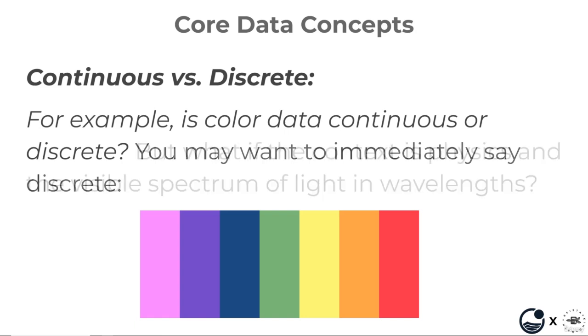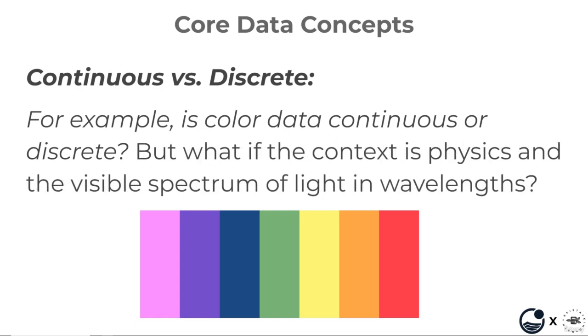So if we're in a physics lab and we're actually measuring the visible spectrum of light, then color starts to become more like a continuous data set. And in this context, maybe color is not the best word, and I should actually be describing something like wavelengths as a continuous data set. Although technically, if we're only in the visible spectrum, I could use the word color. That's why context is so important here.